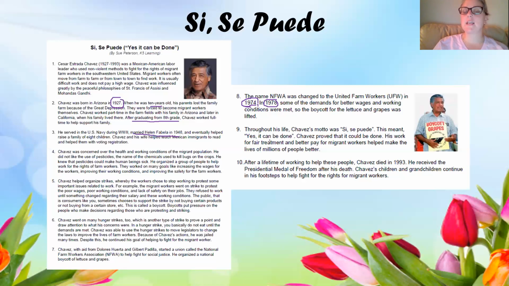This meant, yes, it can be done. Chavez proved that it could be done. His work for fair treatment and better pay for migrant workers helped make the lives of millions of people better. After a lifetime of working to help these people, Chavez died in 1993. Another date. He received the Presidential Medal of Freedom after his death. Chavez's children and grandchildren continue in his footsteps to help fight for the rights of migrant workers.